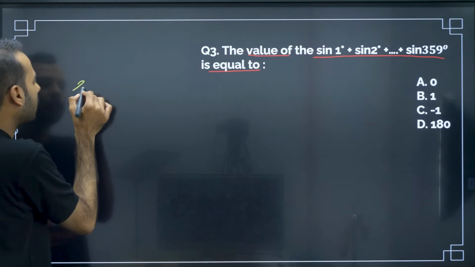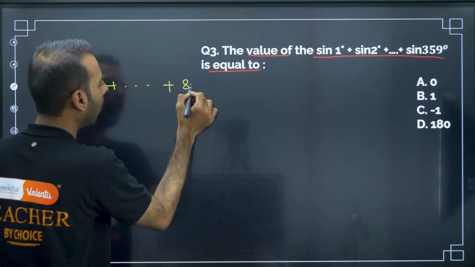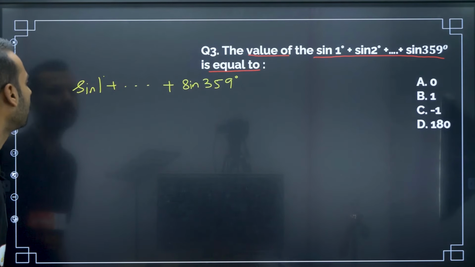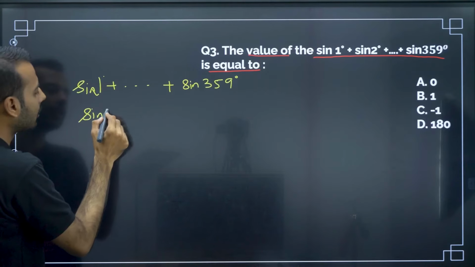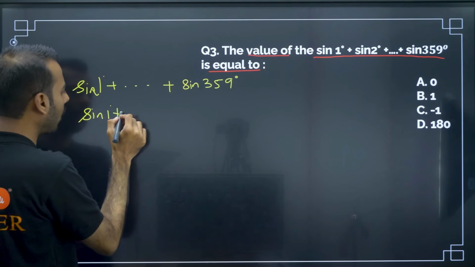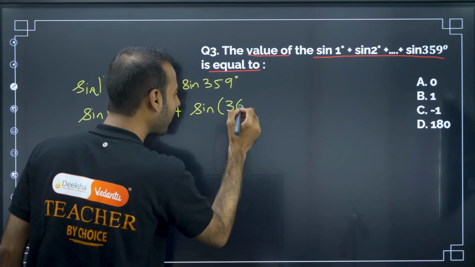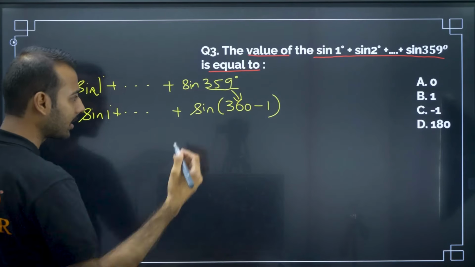Now let me copy and paste that. Sine 1 degree plus so on up to sine of 359 degrees. In place of sine 1, I am writing sine 1 degree only, and so on for the remaining terms. In place of sine 359, let me write sine of 360 minus 1. 359 is the same thing as 360 minus 1.